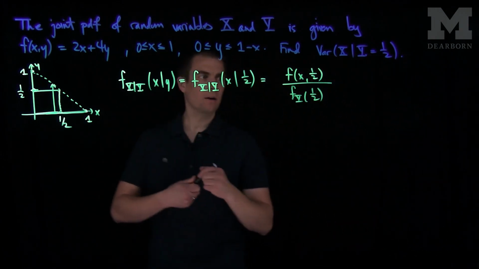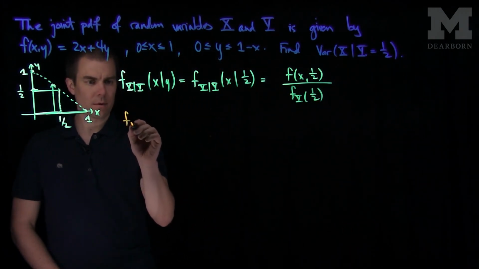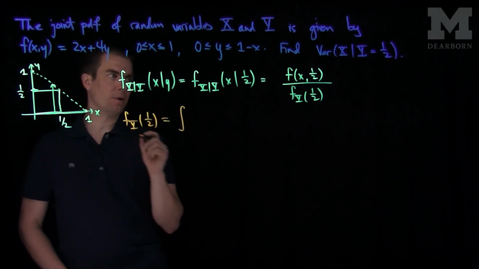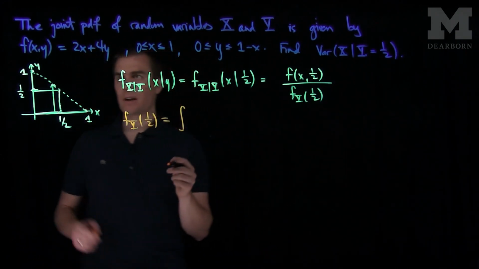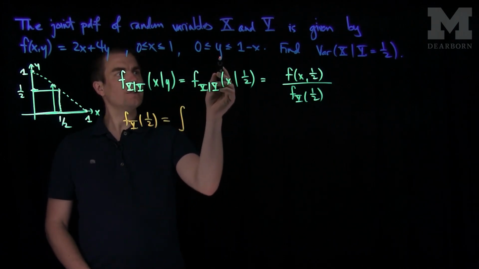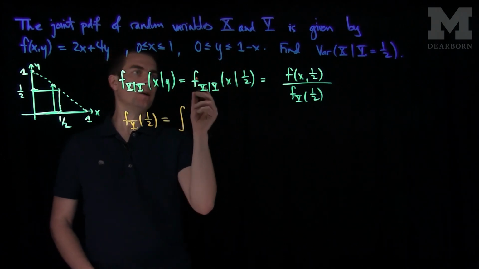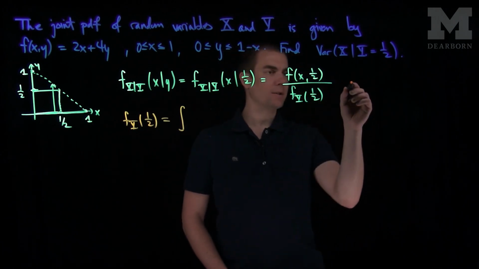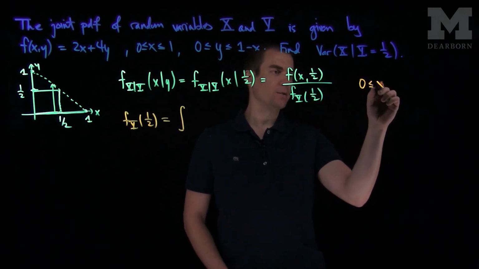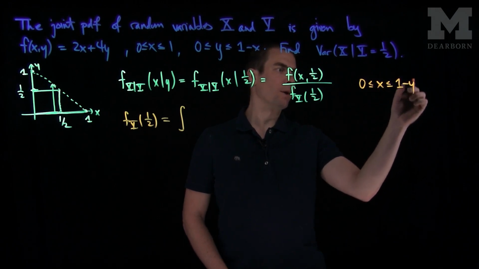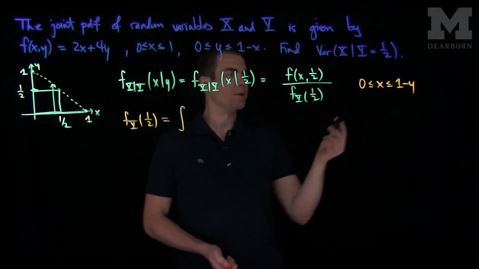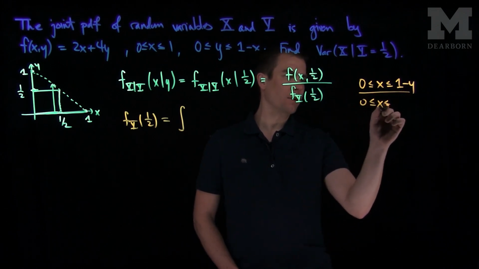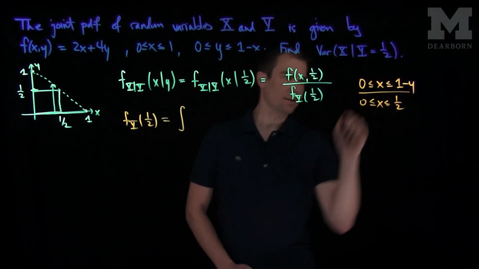And so now we'll find fy of 1/2. We'll find that by integrating out the x component of the joint PDF. So if I integrate the x component, when y is equal to 1/2, x goes between, if we take this inequality and solve for x, 0 is less than or equal to x is less than or equal to 1 minus y. And so in particular the x range when y is equal to 1/2 is 0 less than x less than 1/2.